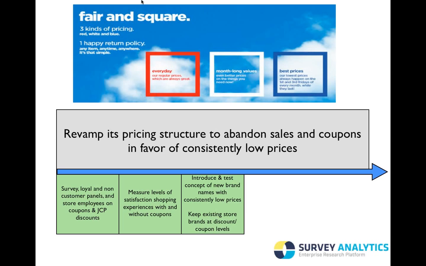And then also, after that, go ahead and introduce and test the concepts of new brand names with consistently low prices. And also make sure to identify and keep existing store brands at discount coupon levels. So what that means is that for some of these new brands that come in, if they don't want to be looked at a discounted price, what we can do is put them into a particular boutique shop and then not apply the standard pricing and discount to those items.